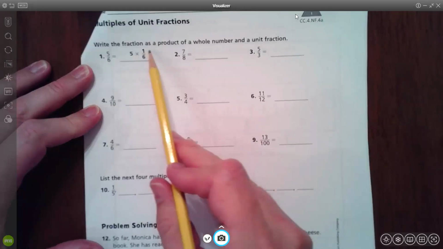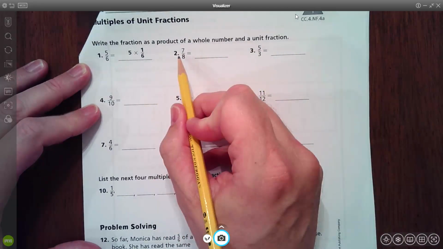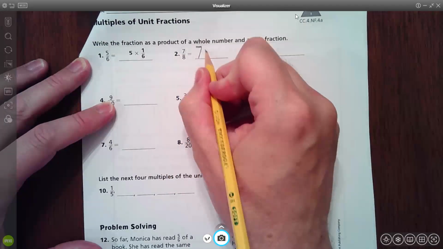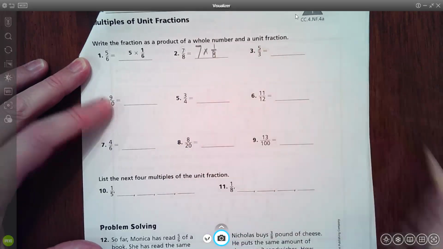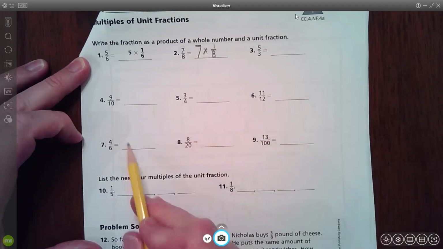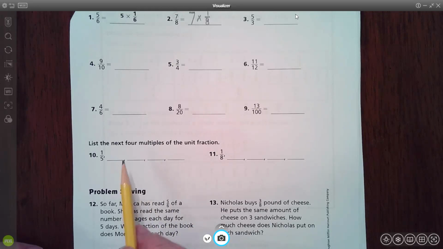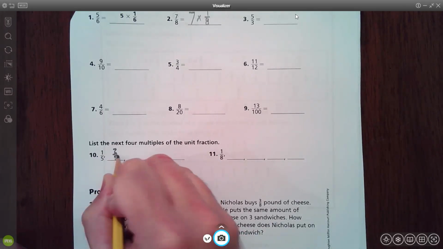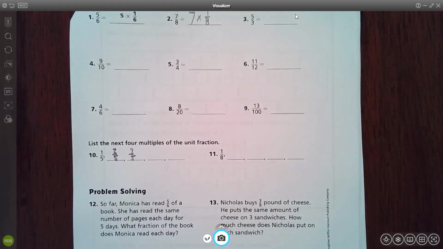Write the fraction as a product of a whole number and a unit fraction, just like on the last page. 7/8 is the same as, the top number is a 7, big 7, times, bottom number is an 8, so 1/8. Same there, same there, same. No worries. And then again, list the next 4 multiples. 1/5 goes to 2/5, and then 3/5, and I'll let you go for the rest of those ones. All right.